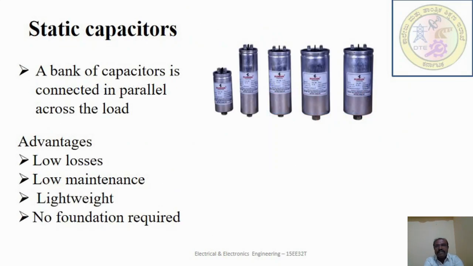For single phase, we use a single capacitor. For three phases, we will use three capacitors, one for each phase, depending on the delta connection or star connection, depending on the type of load. The advantages of static capacitors are they have low losses and require little maintenance because they have no rotating parts. That's why they are called static capacitors.